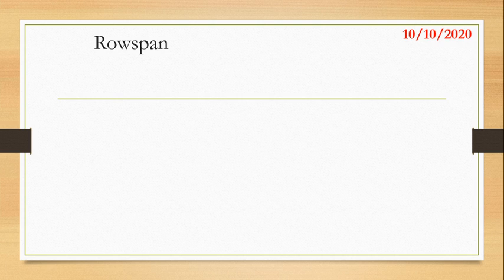Now in today's class we are going to learn more details about Rowspan and Colspan. First, Rowspan. Rowspan means how many rows of space are occupied by a cell. How many rows of space are occupied by a single cell is called Rowspan.